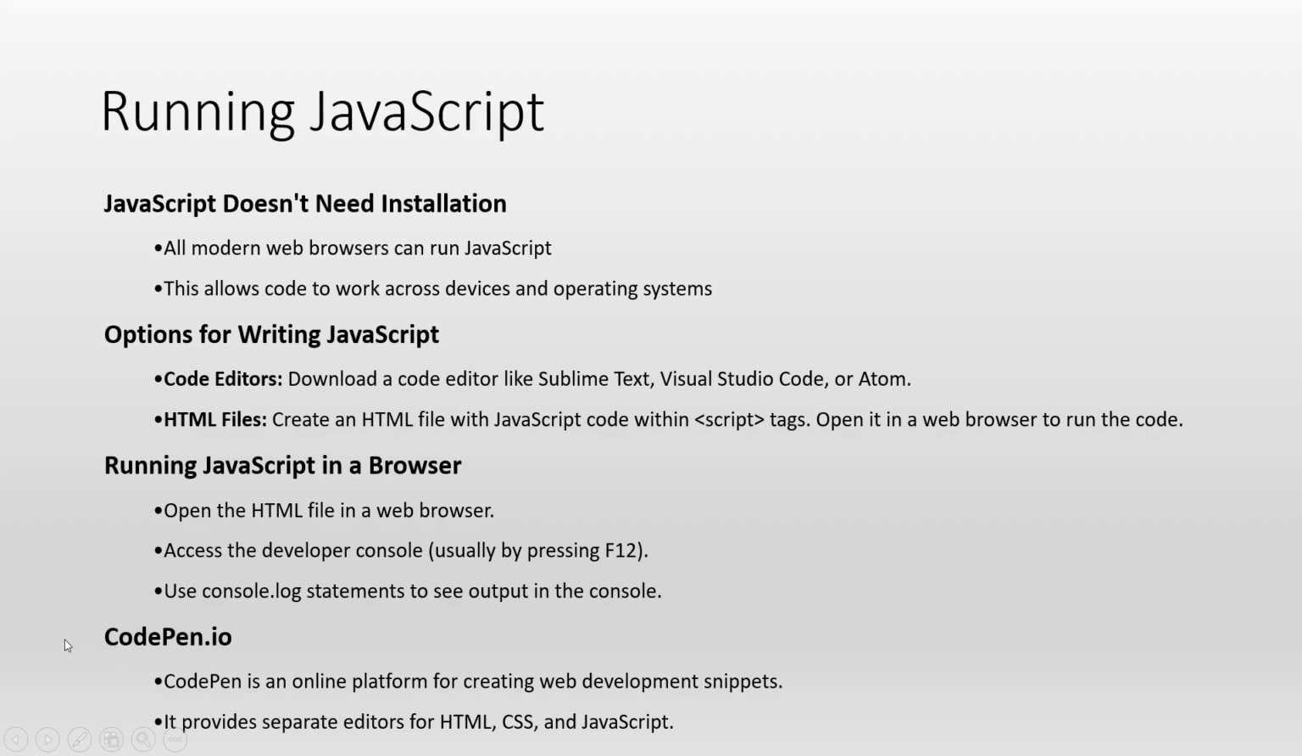Next, CodePen.io is an online platform used for web development. It provides three separate tabs in which we can write HTML, CSS, and JavaScript. There is no need to learn more about this, as we are going to write most of our code in Visual Studio Code only, so there is no need to go to CodePen right away.